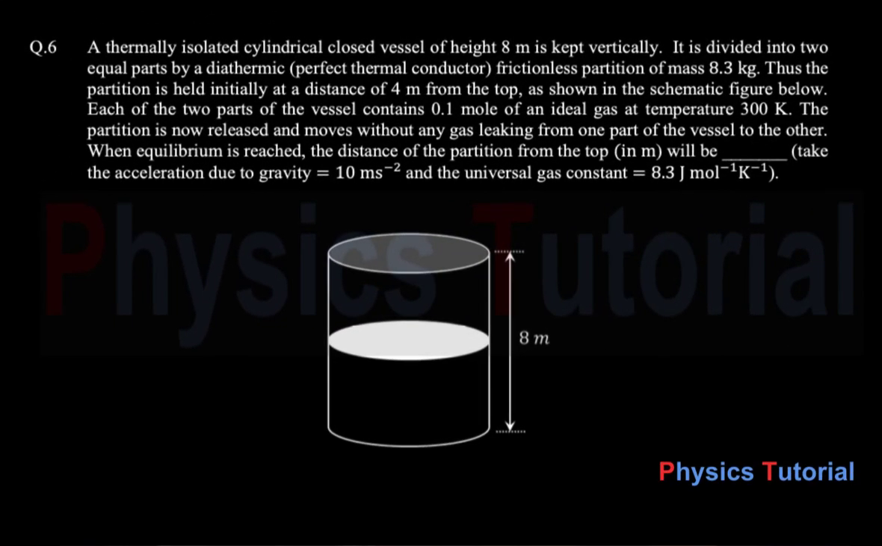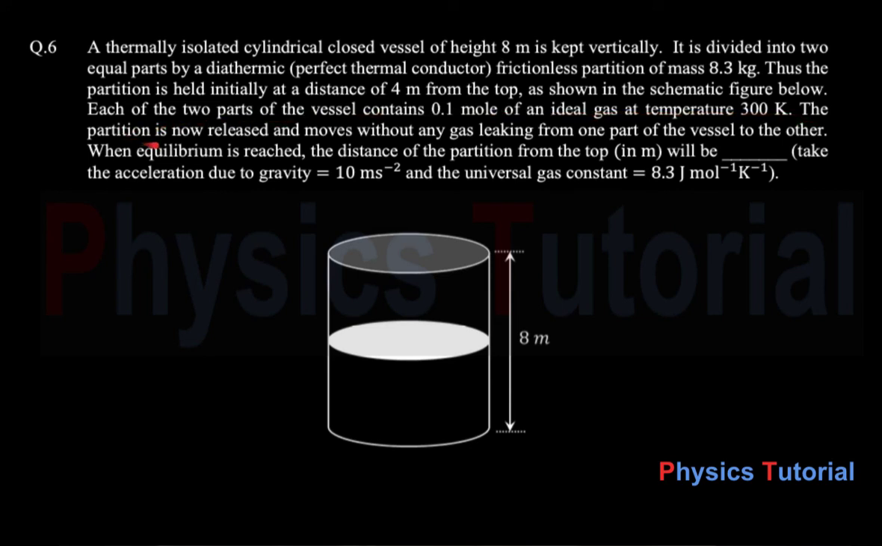Let's go for another question, that is question number 6. A thermally isolated cylindrical closed vessel of height 8 meter is kept vertically. It is divided into two equal parts by a diathermic, perfectly thermal conductor, frictionless partition of mass 8.3 kg. The partition is held initially at a distance of 4 meter from the top, as shown in the schematic figure below. Each of the two parts of the vessel has 0.1 mole of ideal gas at temperature 300 Kelvin.